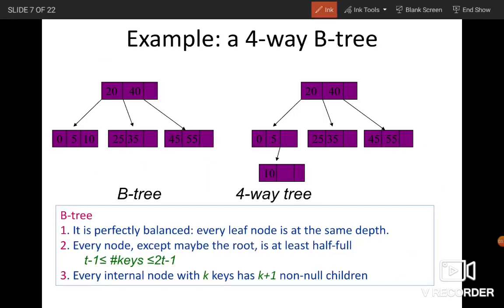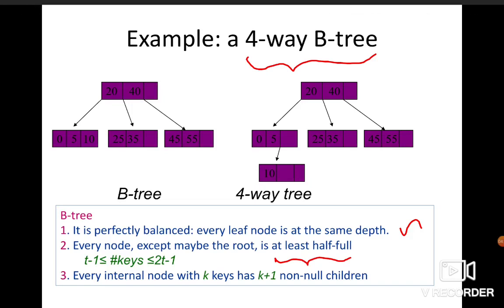For example, a 4-way B tree. So what is a B tree? It should be perfectly balanced. Every leaf node should be at the same depth. Every node except the root node is at least half full. That is, the number of keys should lie between T minus 1 and 2T minus 1. Every internal node with K keys has K plus 1 non-null children.